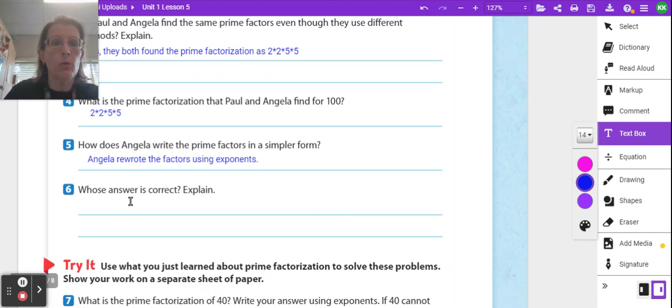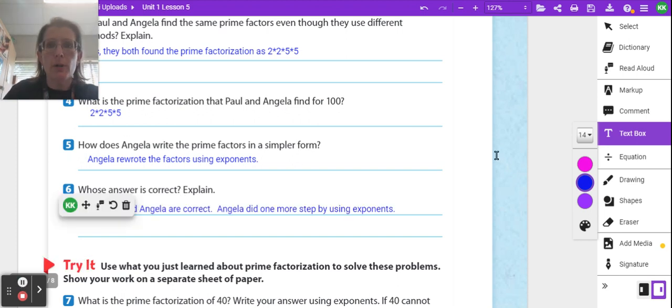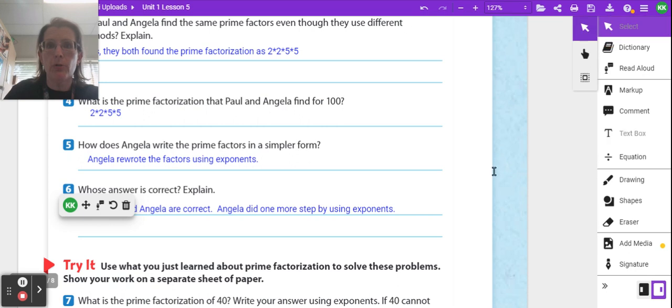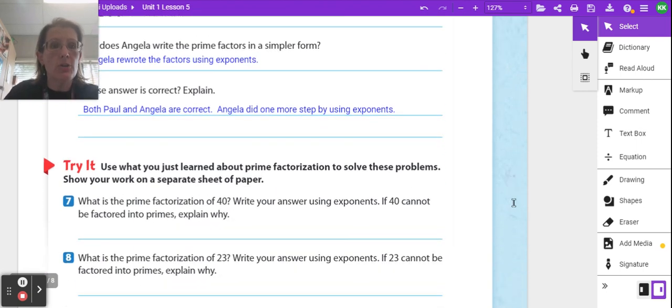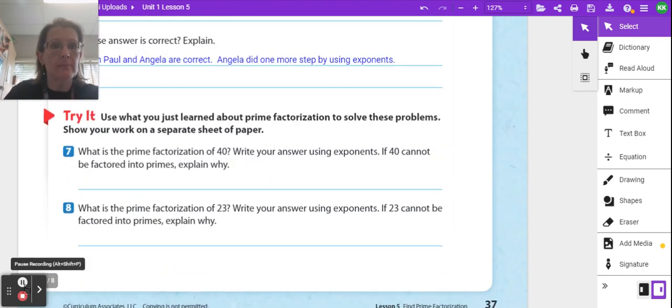So number 6, whose answer is correct? And explain. So question 6, who is correct? They are both correct. Both Paul and Angela are correct. Angela just used exponents, so she did one more step. So it was a trick question. They're both correct. Now try questions 7 and 8.